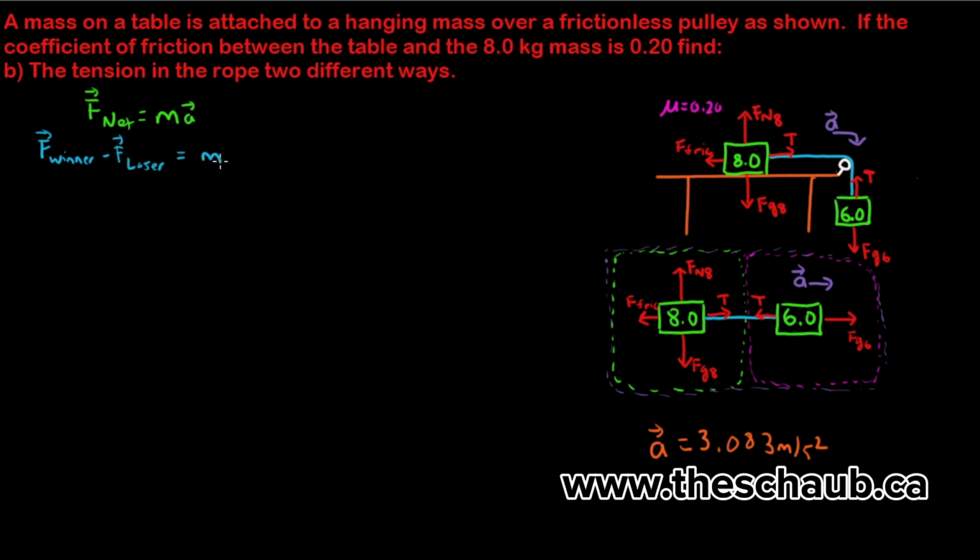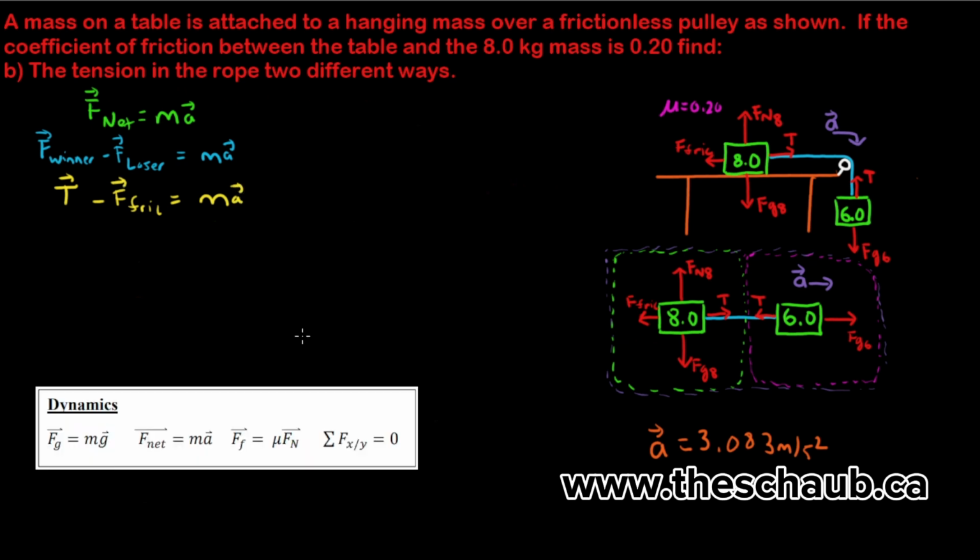And this is equal to ma. We know that we're accelerating to the right, so the winning force will be our force of tension, which also points right, and our losing force will be our force of friction. So we have tension minus force of friction is equal to the mass times the acceleration. And we'll go through this next part quickly because I just explained it, so it's becoming a little bit redundant.